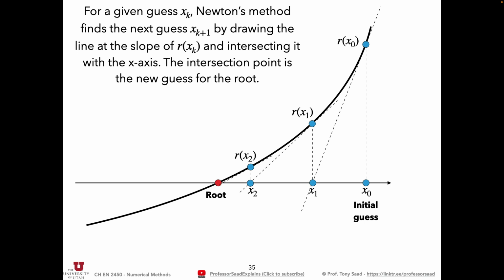This is why this method can be problematic, because you can get stuck in a local minimum. You'll just simply go back and forth in the minimum. You can never get out of it. That's why it's important to choose the guess close to the root. I'll show you a demo example next Tuesday on how Newton's method can get stuck in a loop.